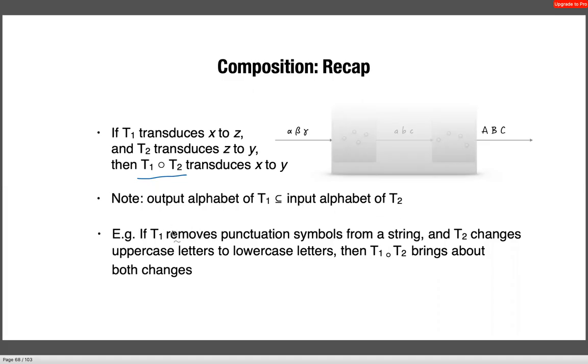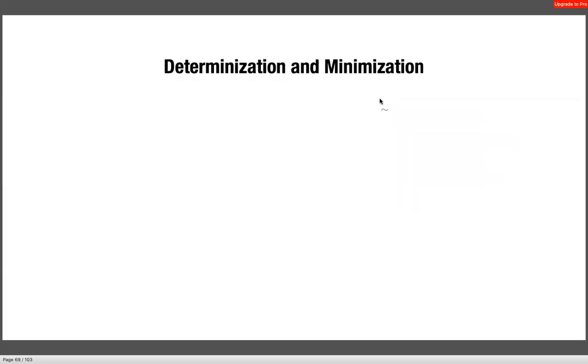So if you have T1 with a specific functionality, for example, say T1 removes punctuation symbols from a string which consists of uppercase letters, and then T2 comes in and changes uppercase letters to lowercase letters, then the effect that T1 composed with T2 has on an input string is to bring about both changes: it removes the punctuation symbols and it also lowercases the string. So that's the overall effect of composition.